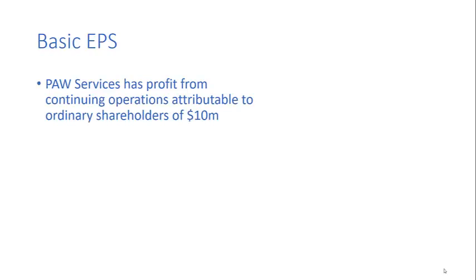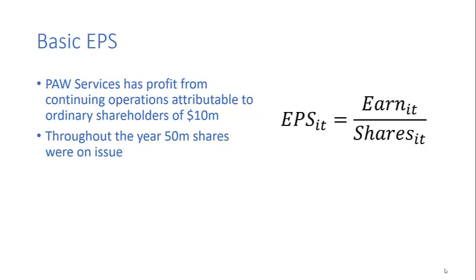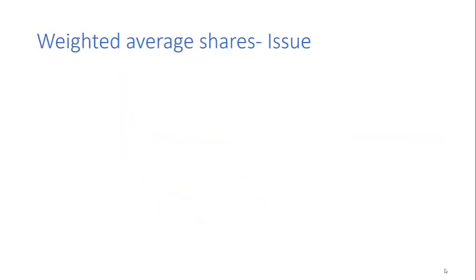Here we have Poor Services. It has a profit from continuing operations and attributable to ordinary shareholders of $10 million a year. Throughout the year, 50 million shares were on issue. And so if we're going to calculate our earnings per share number, we simply plug those numbers into the formula, 10 over 50, and that tells us that we have earnings per share of 20 cents. That's pretty straightforward. However, there are some complications.